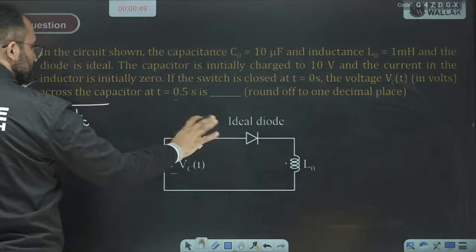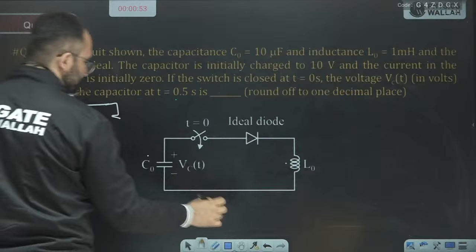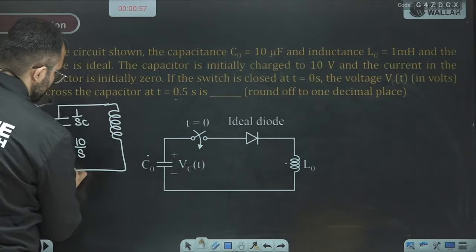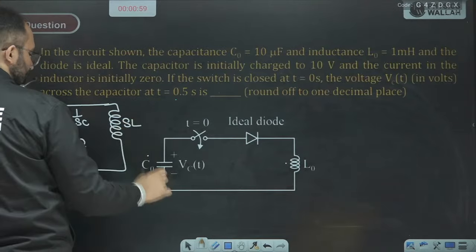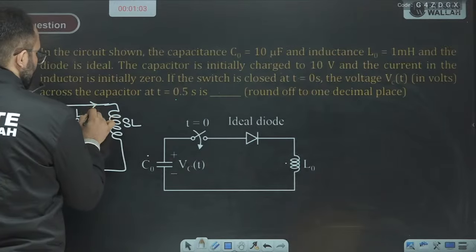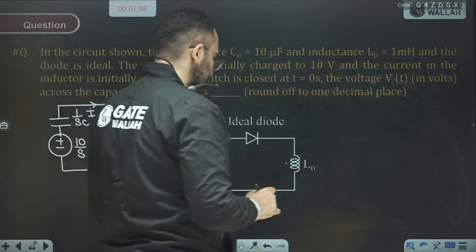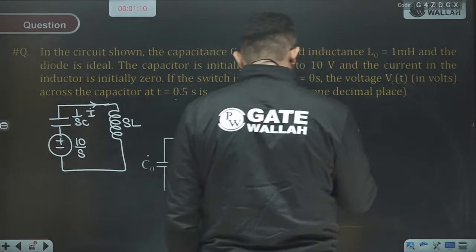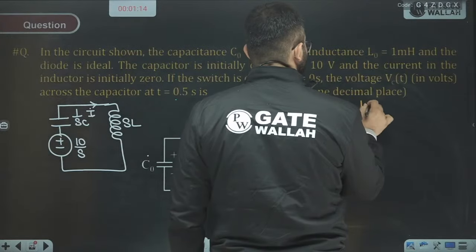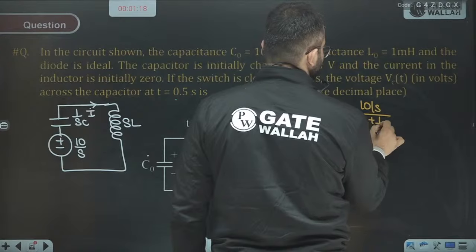And if we remove the switch and the diode for some time, this will be the inductor. Okay. So now, what will be the current in this case? If we remove the diode for some time, the current in Laplace will be 10 upon S divided by SL plus 1 upon SC.